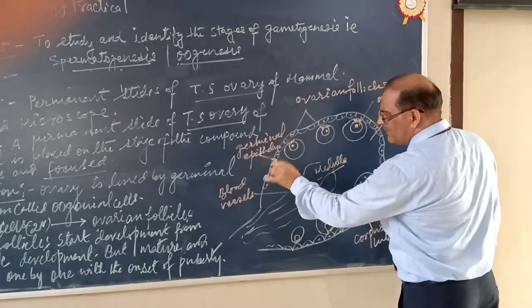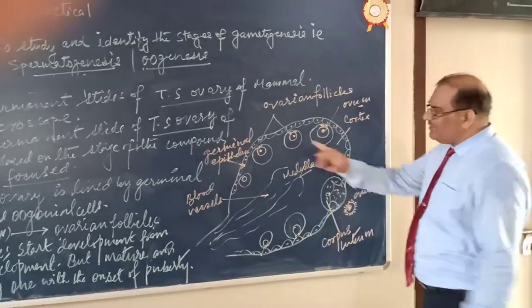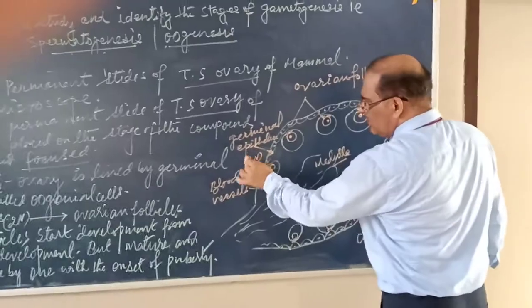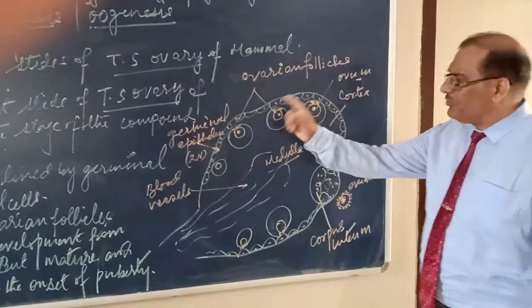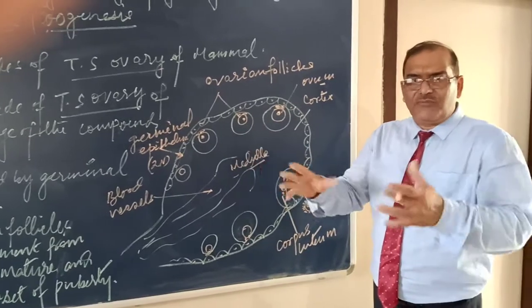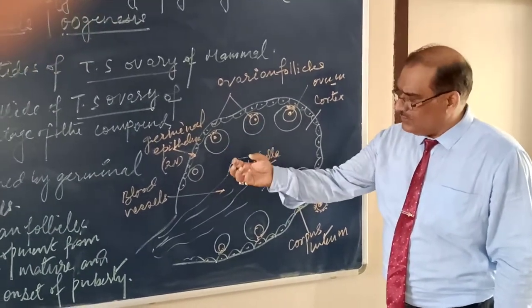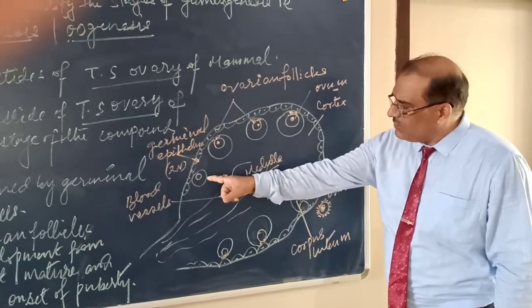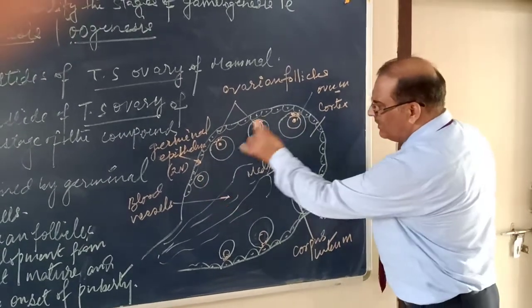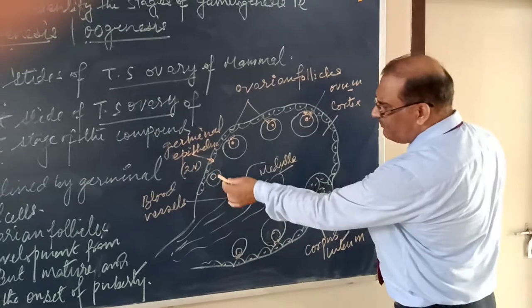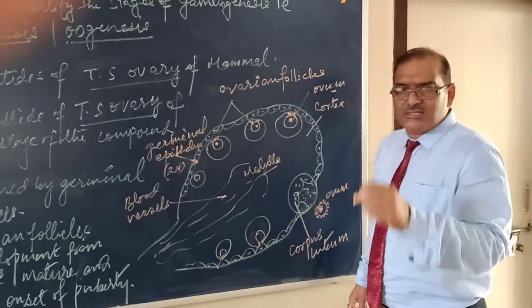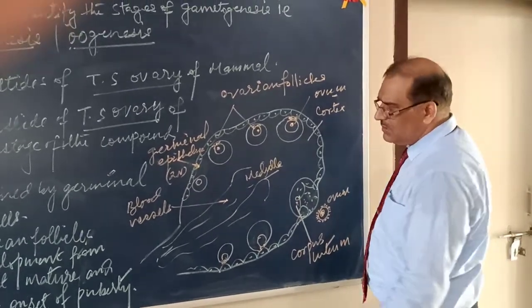This is the germinal epithelium. These cells are diploid. These cells first divide by mitosis and give rise to a large number of cells, and these diploid cells form follicles called ovarian follicles. So we can see a number of follicles in the ovary. In the TS of ovary, we can see a number of follicles at different stages of development.